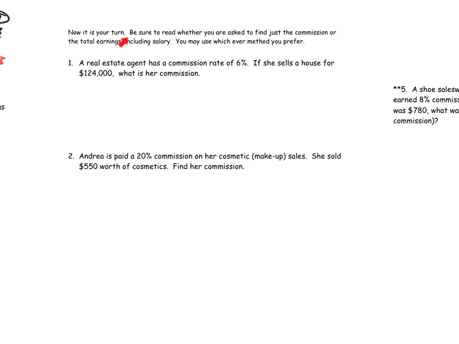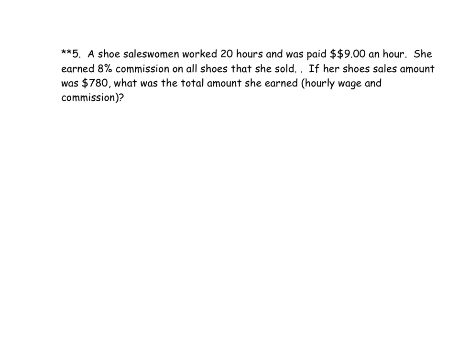So now it's your turn. Be sure to read whether you're asked to find just the commission or the total earnings, including a salary or a base. You may use whichever method you prefer, the proportion method or the equation method. I want you to try problem 1 through 4, and then I'd like you to look real quickly at number 5. I would love to have the students try this one for extra credit. This one talks about hourly rate instead of a salary, so you'd have to figure that out. And then it goes on to talk about commission.